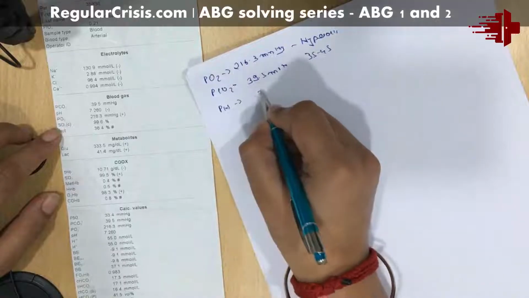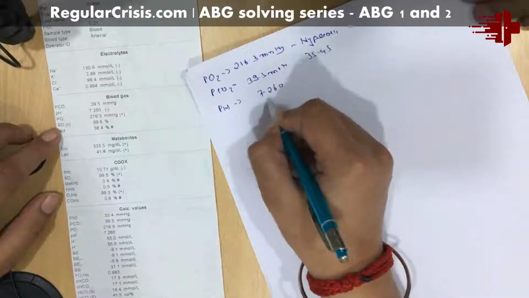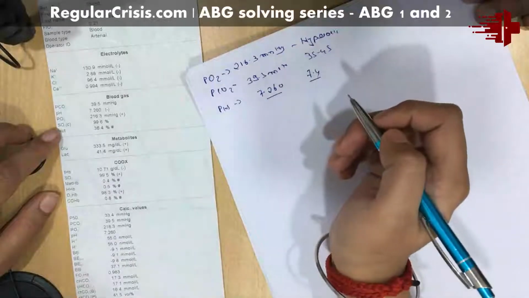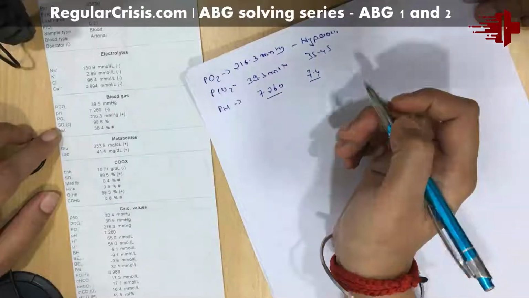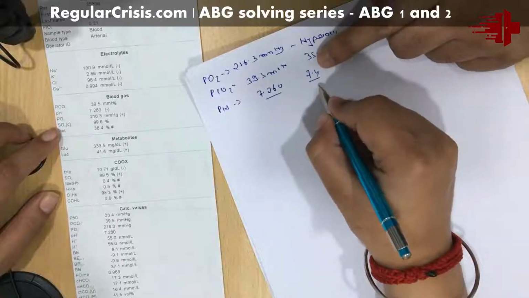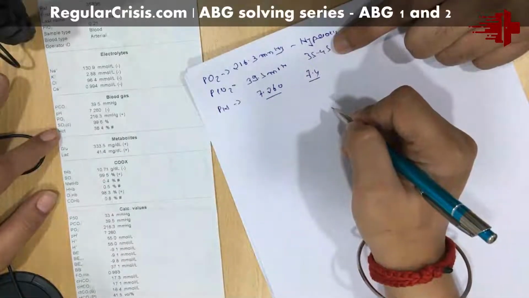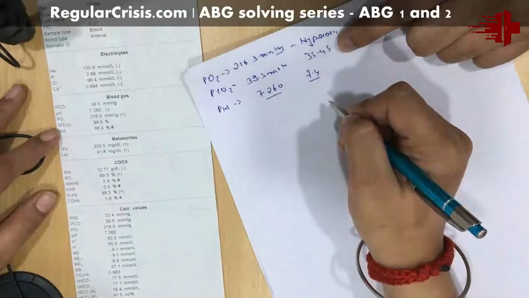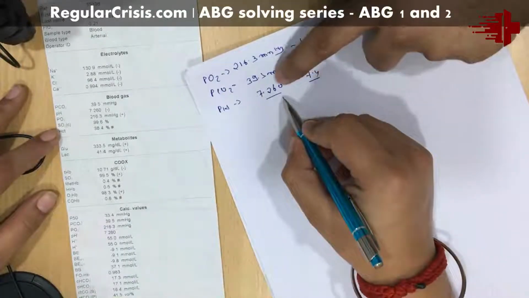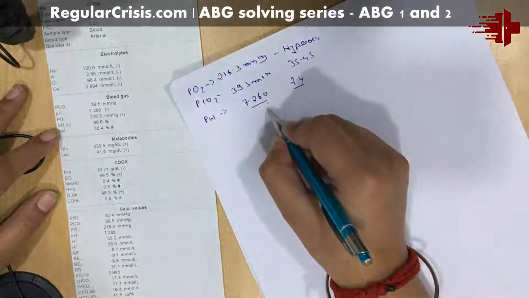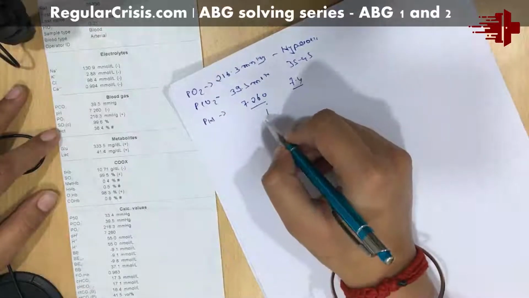The pH value is 7.260, which is less than 7.4, which means there is a decrease in the pH, so it can be acidosis. You use 7.4 when the pH falls between 7.35 to 7.45 and you have confusion whether it is acidosis or alkalosis. But now as it is below 7.35, it's clearly acidosis. Now we'll look at whether it's a metabolic component or respiratory component.